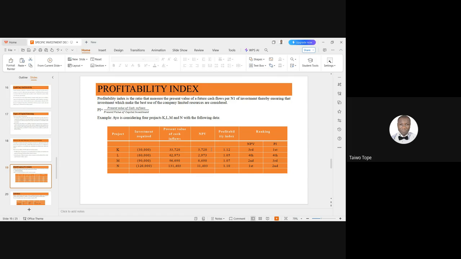Now, based on profitability index, we can see that project K has the highest profitability index of 1.12, ranking first, and project N has the next highest profitability index of 1.10, and project M has 1.07 as the next profitability index, and project L has 1.05 as the fourth project.